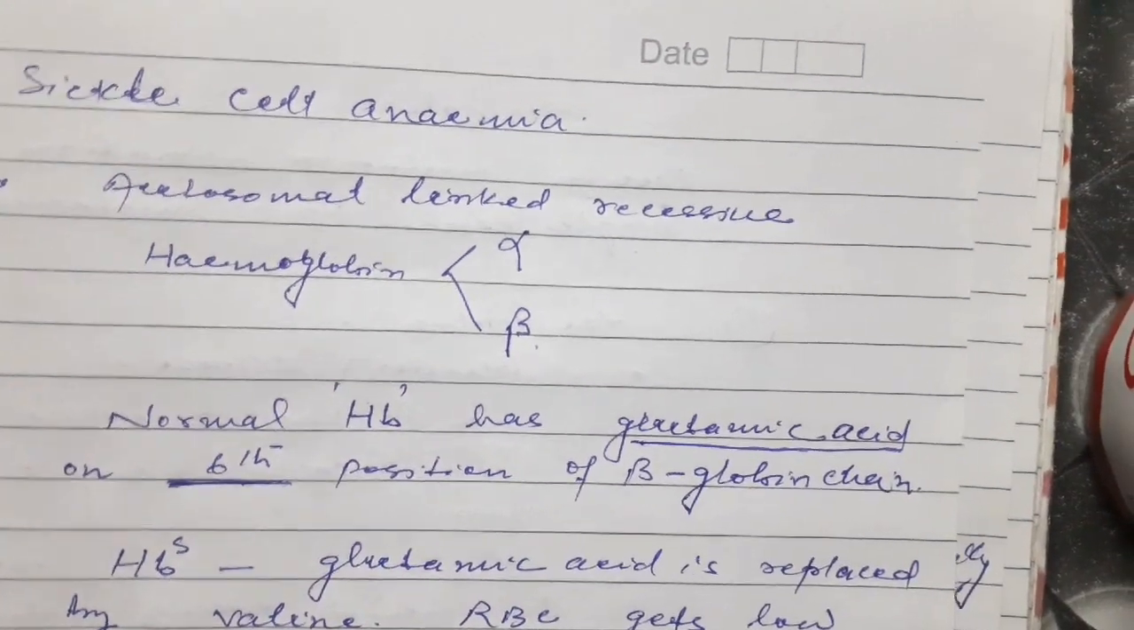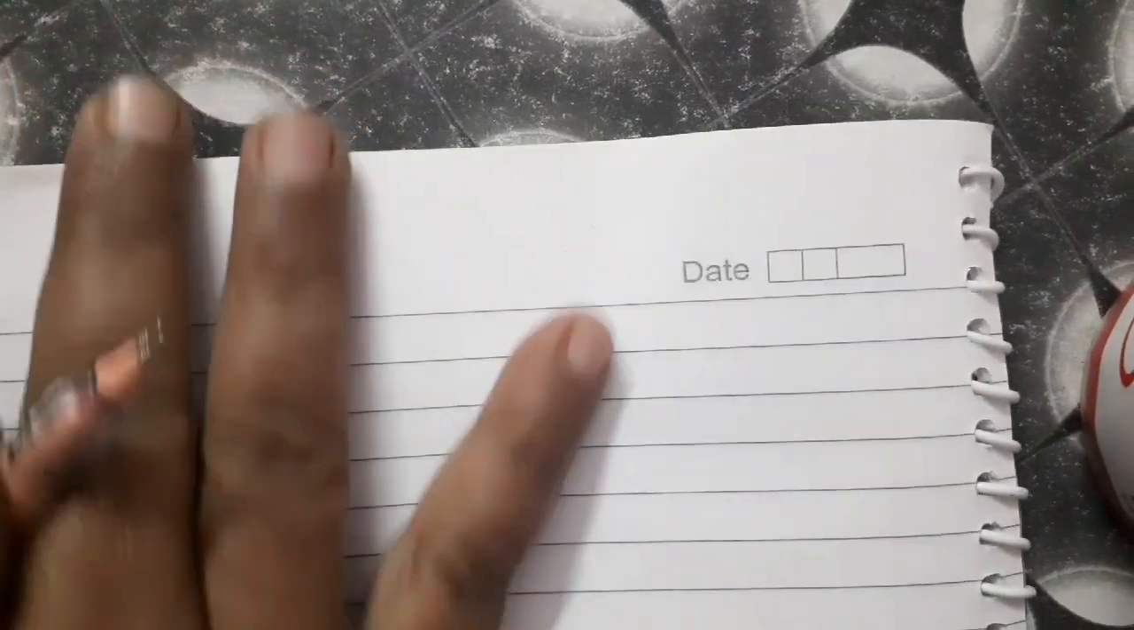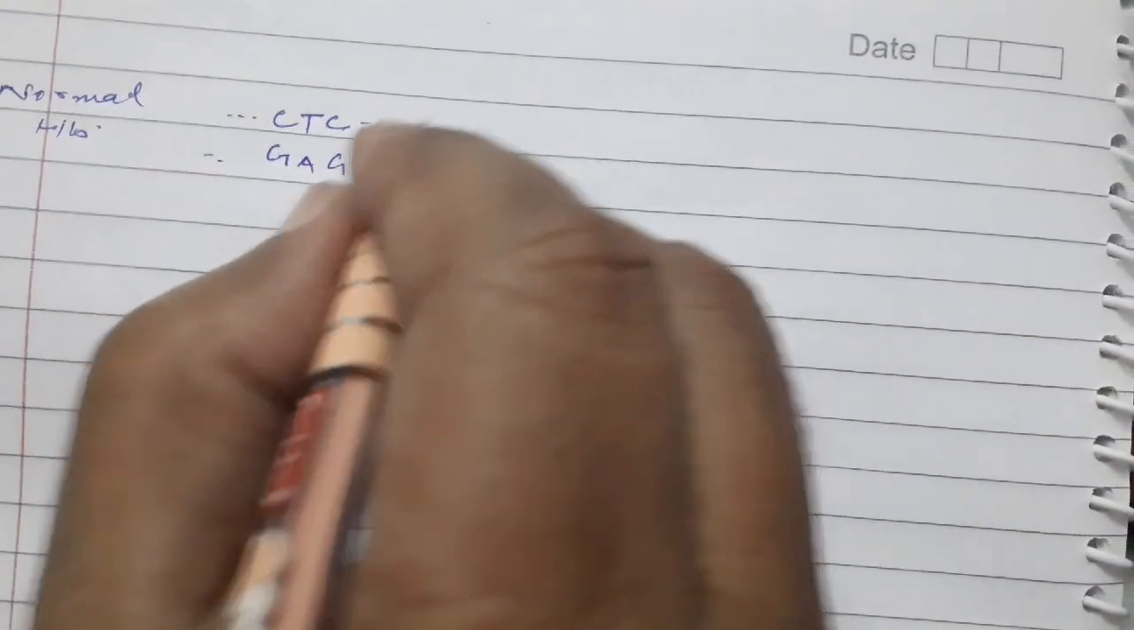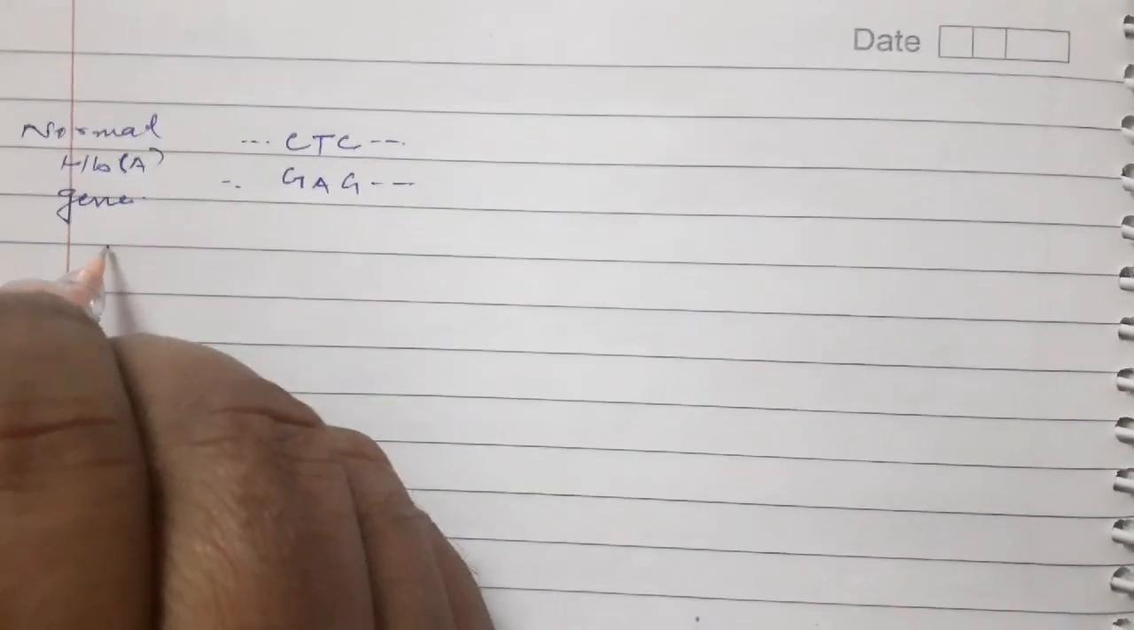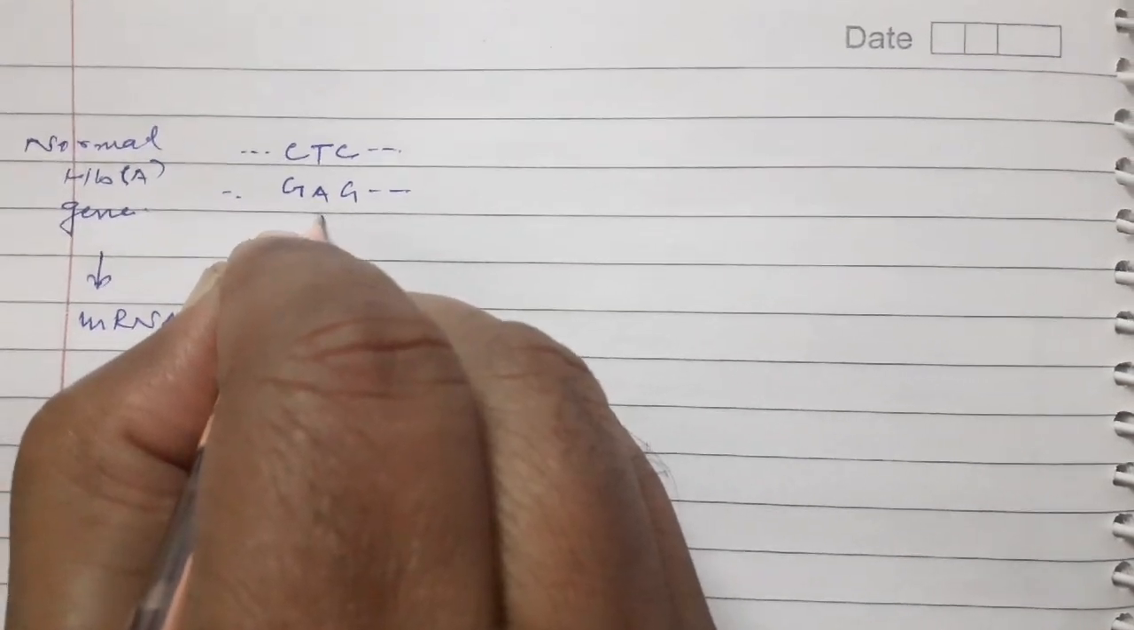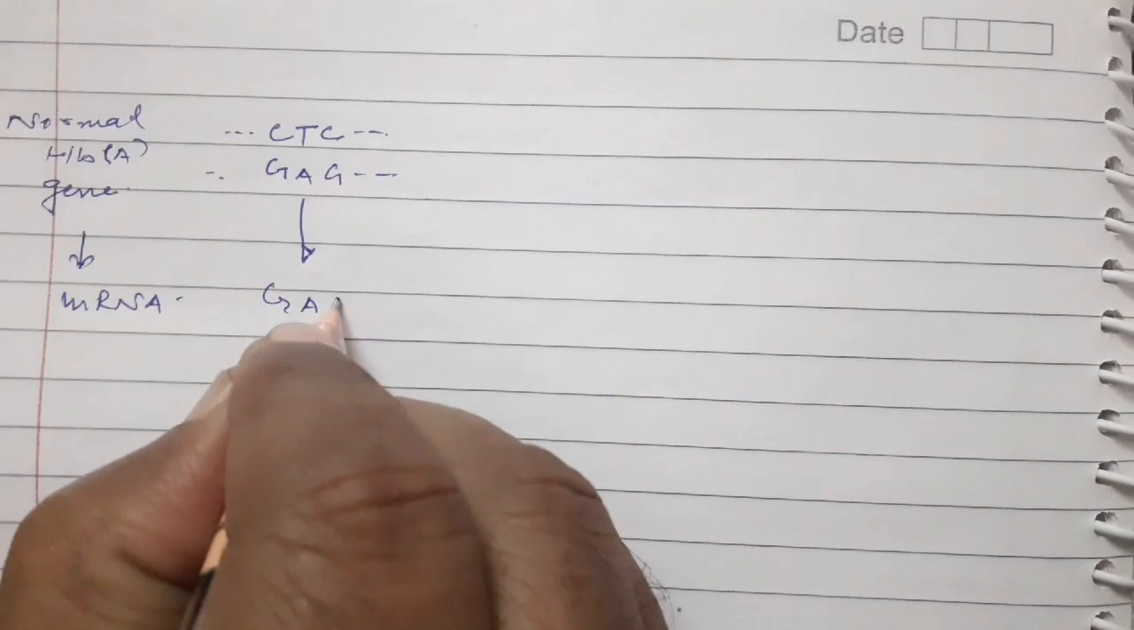Now the next disease is thalassemia, PKU. This hemoglobin or sickle-cell anemia can also be explained by this graph, and it is generally asked. Normal Hb, this is CTC; C combines with G, T combines with A and G. This is the gene. Synthesis of mRNA gives GAG.